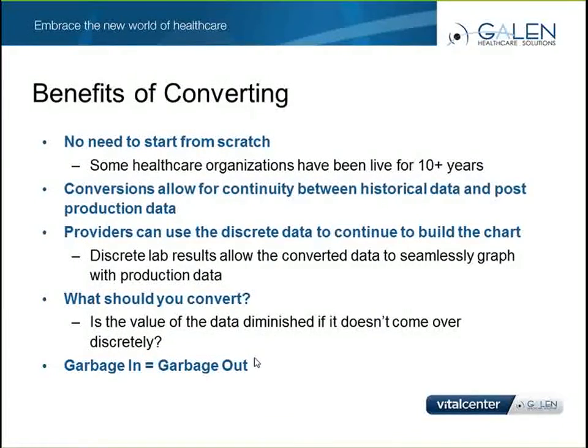Later in this presentation, Justin will talk a little more about the different types of conversions. Discrete conversions allow for continuity between historical data and post-conversion production data. Any allergy, problem, medication, or lab result that gets converted from Allscripts in a discrete manner can be actionable in Epic. For example, if a patient has a penicillin allergy in Allscripts and that gets converted over to Epic, DUR checking will check the patient's allergy against the medication to see if there may be a possible reaction.